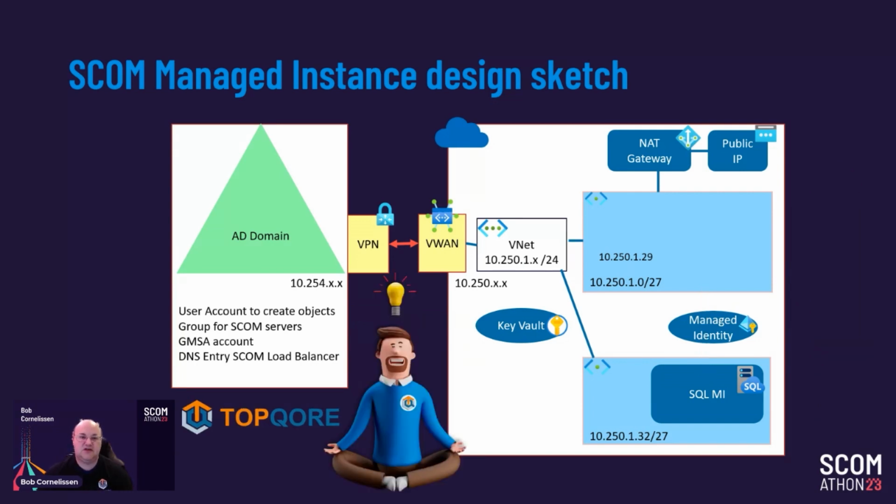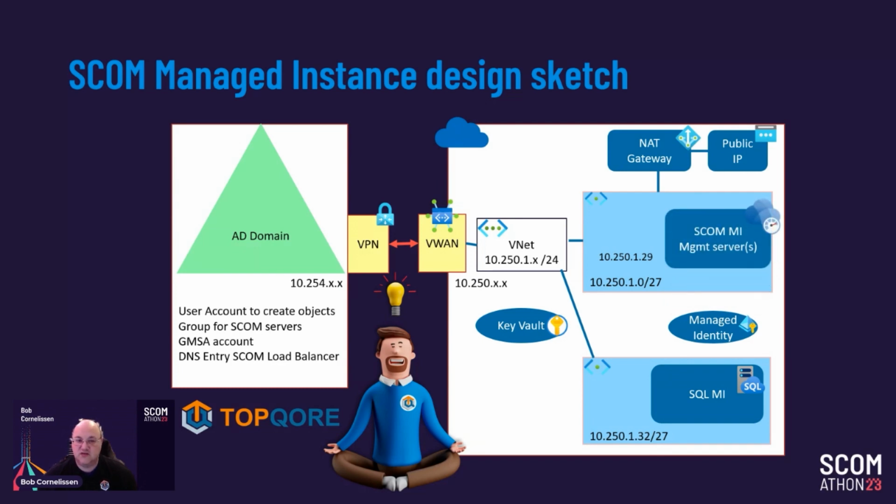All right, so once we have all of that, now we can use the SCOM MI installation wizard. It's a wizard that has a few screens you need to fill out. For example, that load balancer address, the account, the key vault, managed identity, where's my SQL MI sitting? So it needs to have all of that information, and then you can install that SCOM MI.